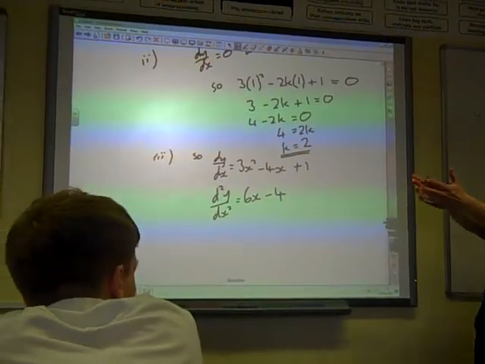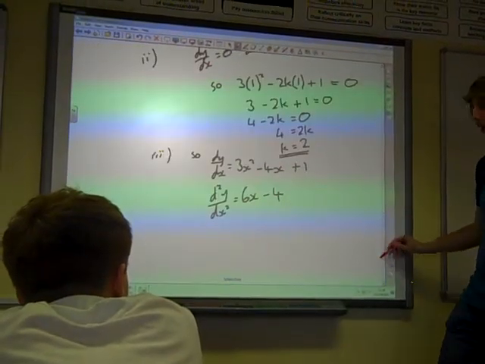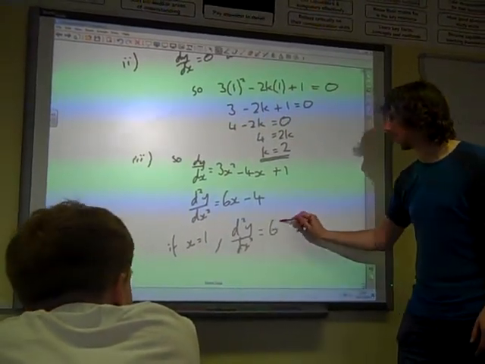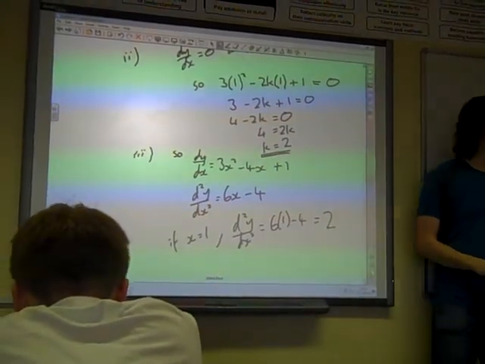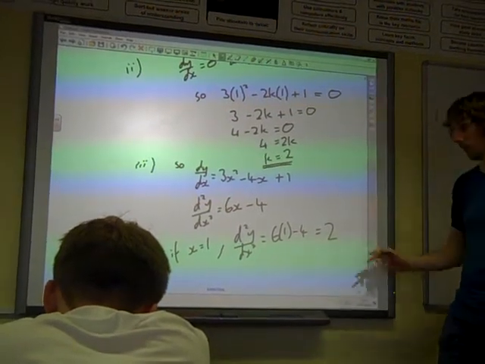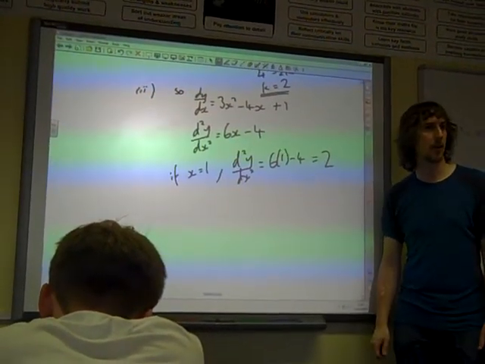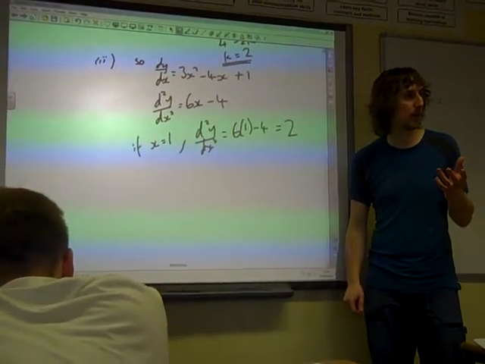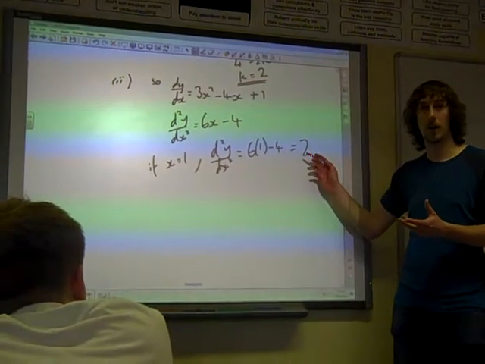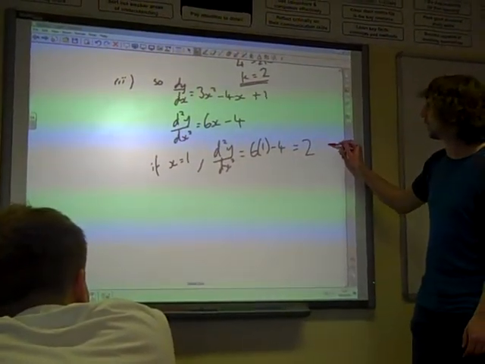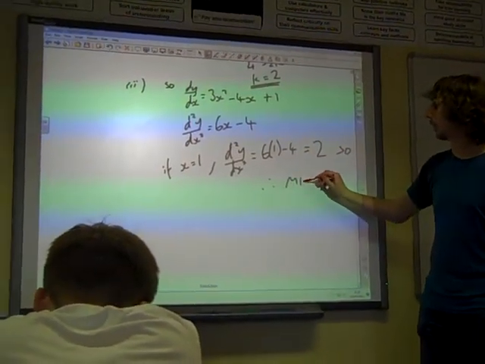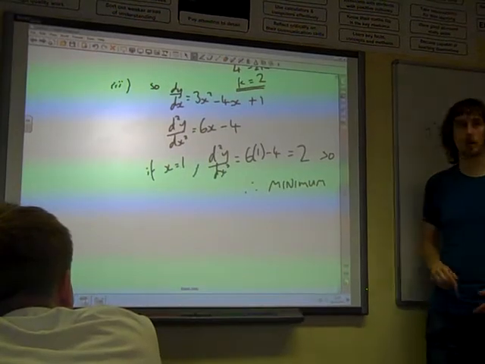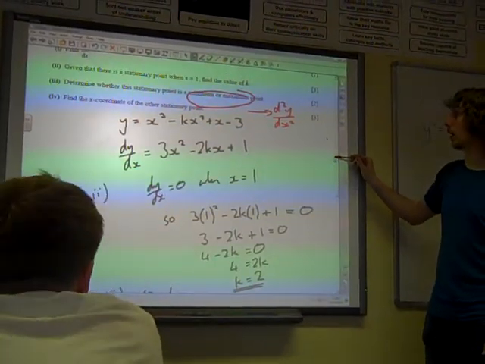We are interested in what happens at that stationary point, when x equals 1. So if x equals 1, d2y by dx squared is 6 times 1 minus 4, which is 2. Well, that's great. We need to think, what does that mean in practice? If the second derivative is positive, it's a minimum. If that had been negative, it would have been a maximum. That is greater than 0, therefore we have a minimum. Nice few marks, another 2 marks there.